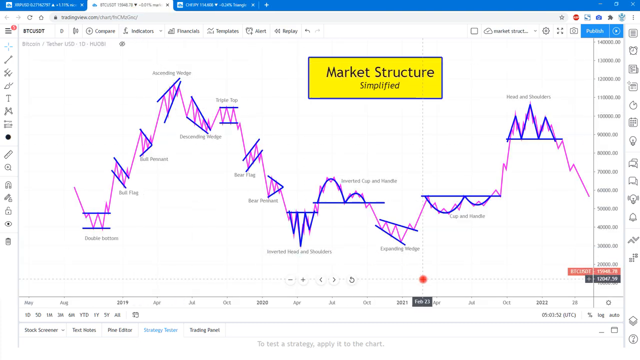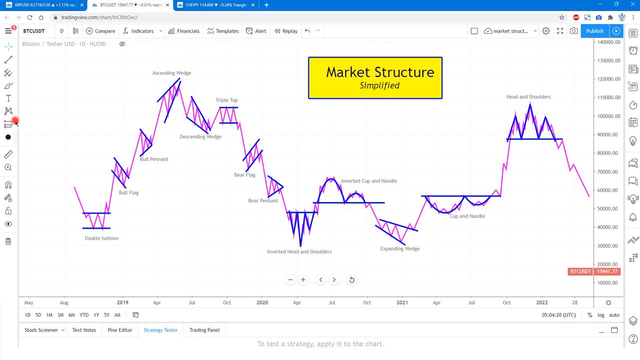Okay. As you can see on this chart, moving from left to right, we have double bottoms, bull flags, bull pennants, ascending wedges, descending wedges, triple tops, bear flags, bear pennants, inverted head and shoulders, inverted cup and handle, expanding wedge, cup and handle, and head and shoulders. All of these are the primary patterns used in market structure. Like I said, there's a lot of other ones out there.